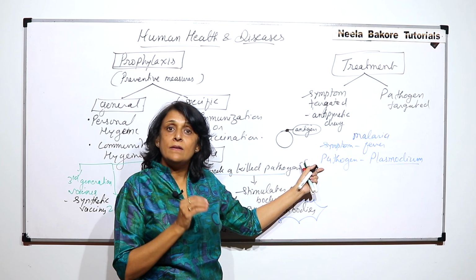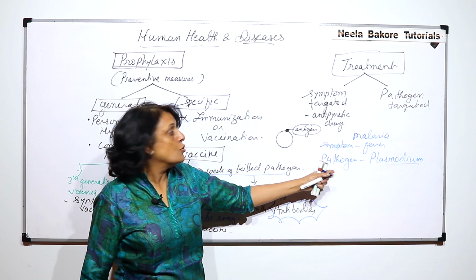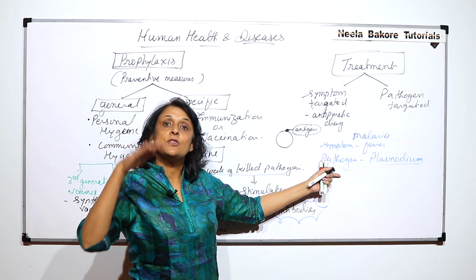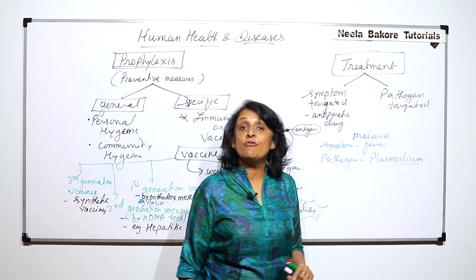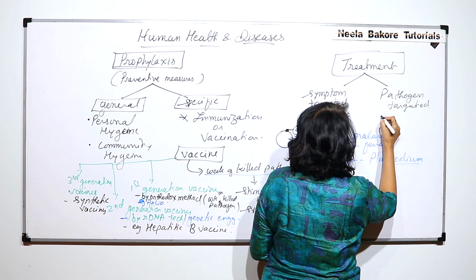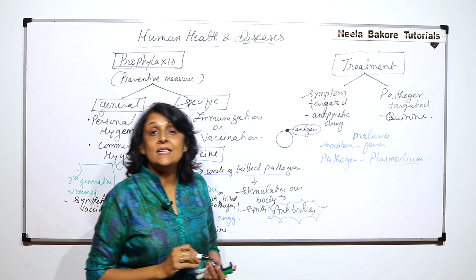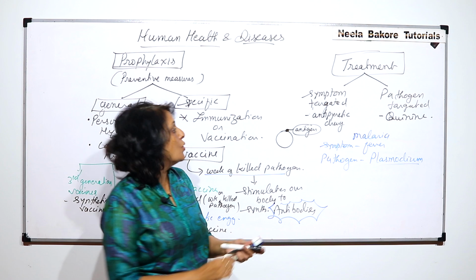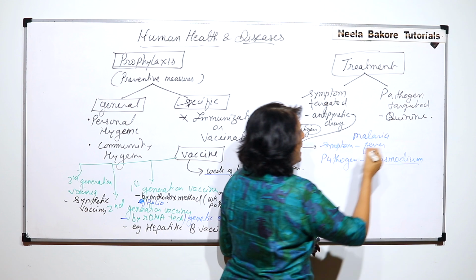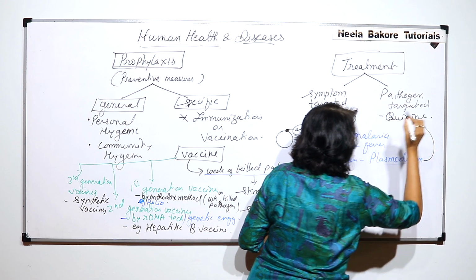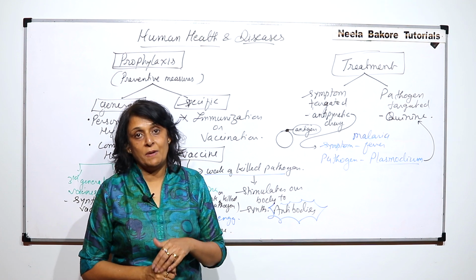Here we are targeting only the symptom. This antipyretic drug, which is bringing the fever down, does not kill the pathogen. So Plasmodium is still going to be there, but the fever is going to subside. So here you're treating the symptom. And in case of malaria, if the drug which is given is quinine, then it is killing the pathogen. So if the symptom is to be targeted, then such a drug is given, and if the pathogen is to be targeted, then the other drug is given. So there are two types of treatments.